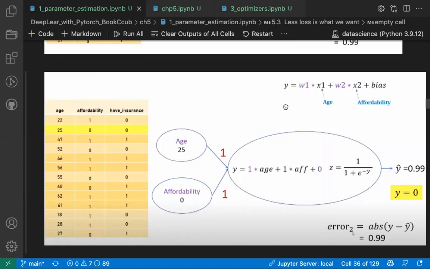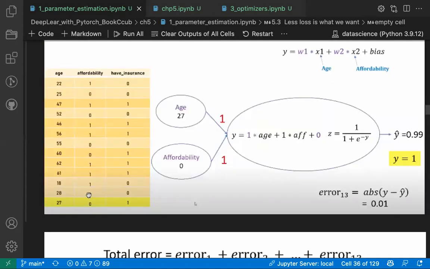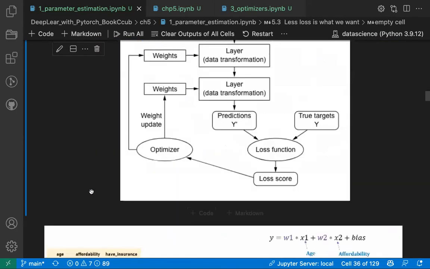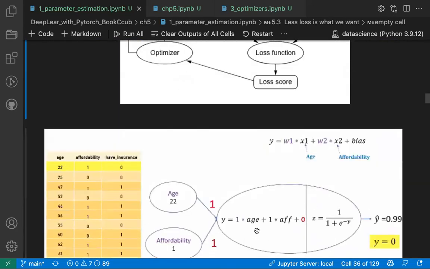So you can see here we have W1 is 1. For age, we put the value of age here, and W2 is also a constant, and this is affordability. Age will be now 22, affordability will be 1, and plus bias is 0. Can you see that? So this is just a simple expression.